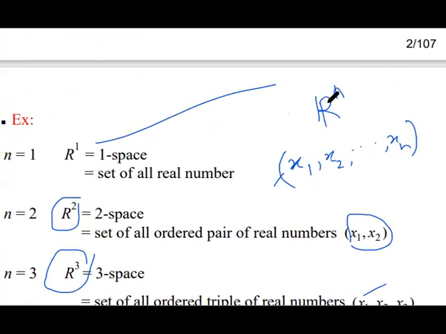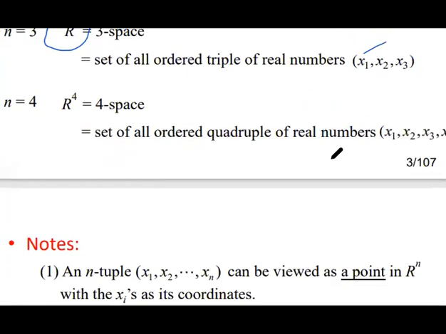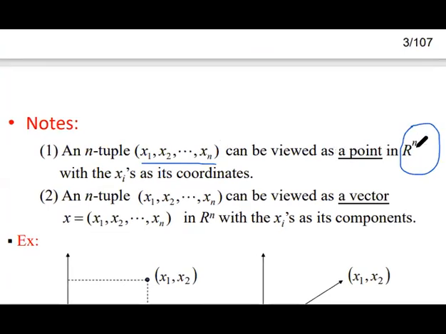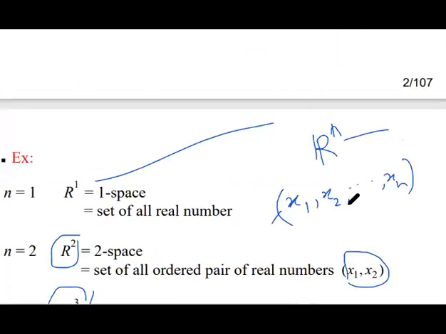These we can show are vector spaces, so let's see how. This is an n-tuple, an element of this set or space. An n-tuple can be viewed as a point as well as a vector.